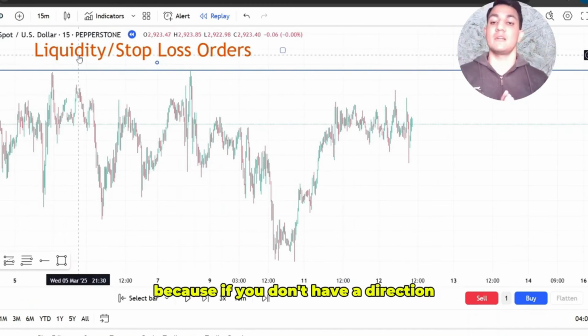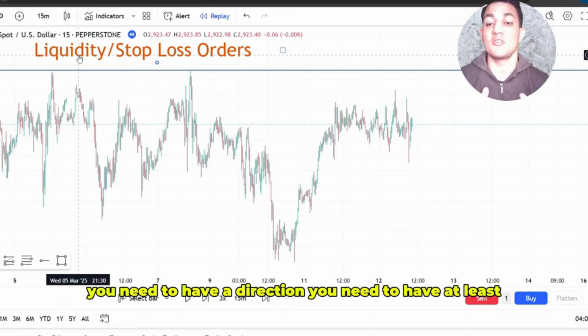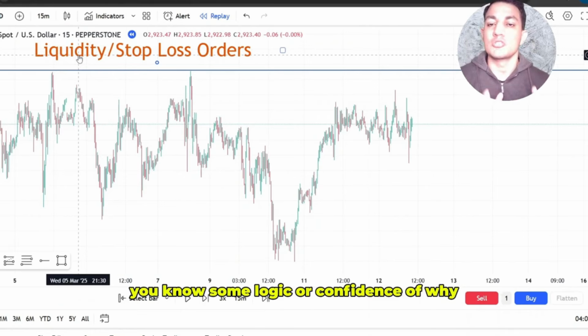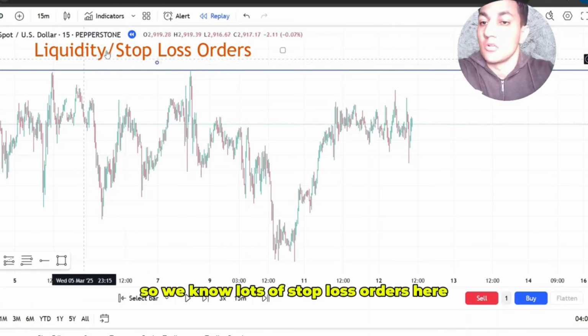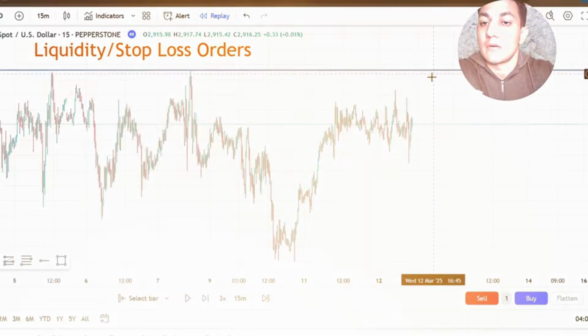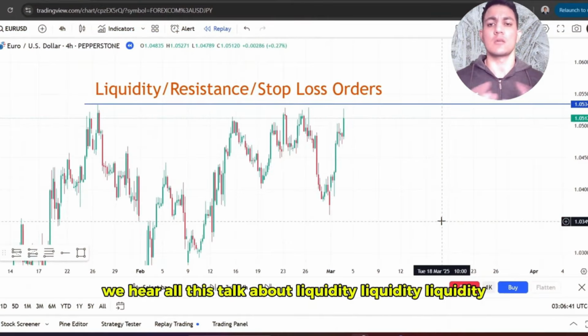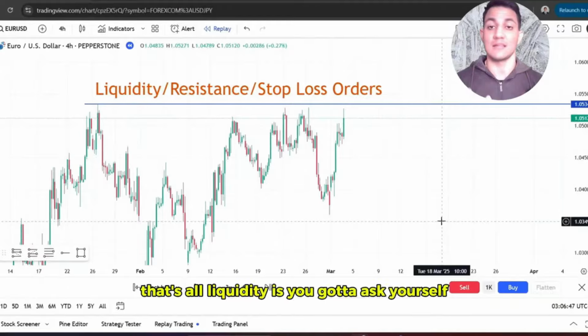Because if you don't have a direction when you're trading, you're gambling. You need to have a direction. You need to have at least some logic or confidence of why price is going to go in that direction. So we know there are lots of stop loss orders here, lots of liquidity, so it's very, very likely that we're going to trade in that direction. Okay, so what is liquidity? We hear all this talk about liquidity. What actually is it? It's simply where the stop loss orders are. That is all liquidity is.